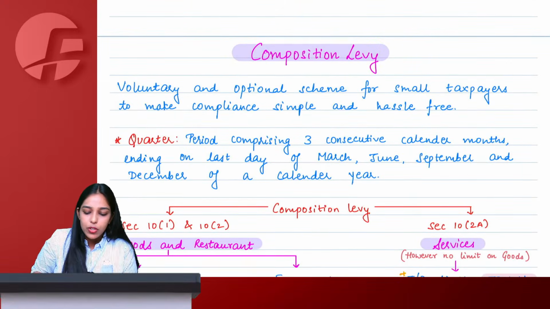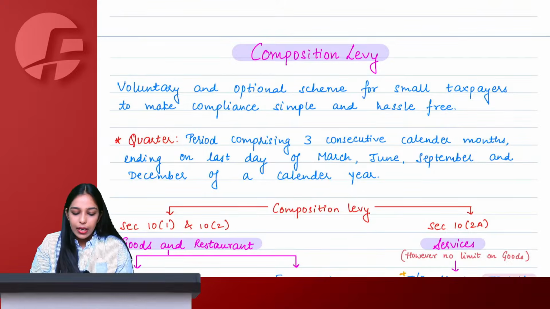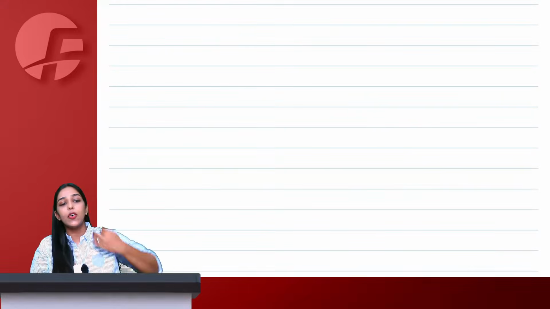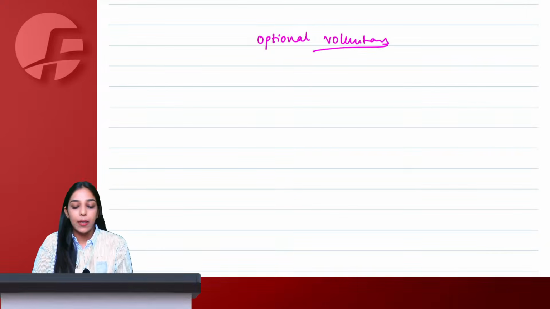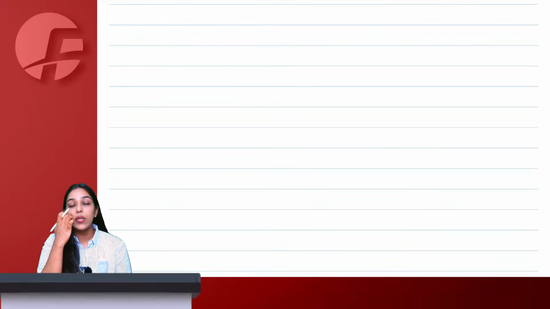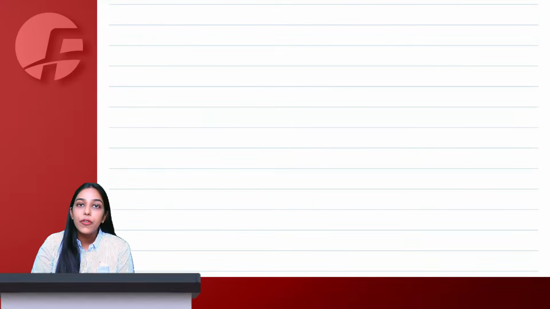Now I want you all to be super active in the comment section and give me answers. Is opting for composition levy mandatory? No, ma'am. Opting for composition levy is purely optional and voluntary; if you want to opt for the composition scheme, you may. Then who are the persons eligible to opt for the composition scheme? Ma'am, we need to check the aggregate turnover.